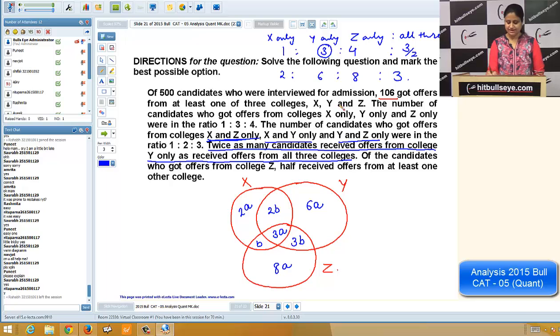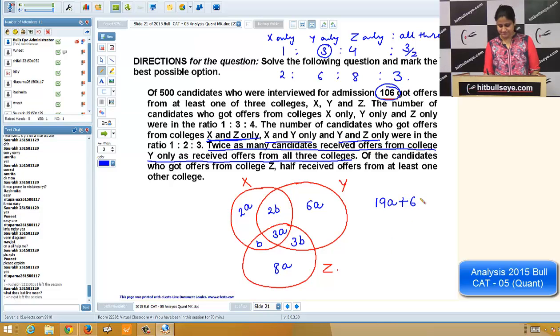First of all, I am taking the initial data. 106 got offers from at least one of the 3 colleges. So the total thing should be equal to 106. Are you getting me? Which comes out to be 19A plus 6B. This is equal to 106.